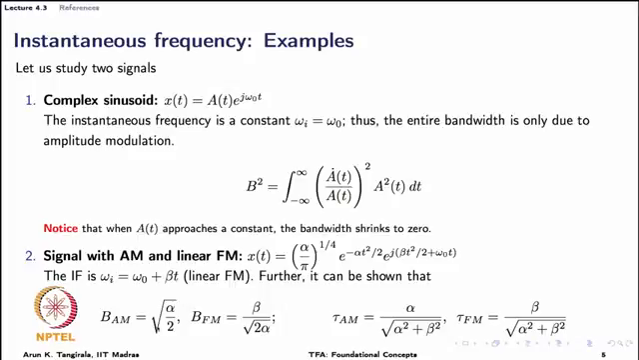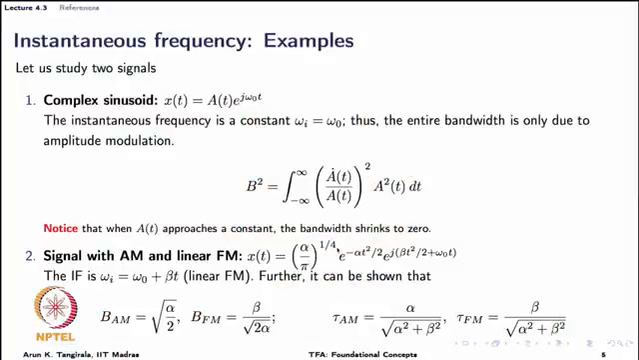In this case, using the expressions that we had derived for the bandwidth, we can easily show that the amplitude modulation contribution is this and the frequency modulation contribution is this. As you can see here, the frequency modulation part also has this term alpha. Of course, amplitude modulation is not affected by beta, but whatever may be the case, they both add up, that is the B_AM and B_FM squares add up to give you your total bandwidth.